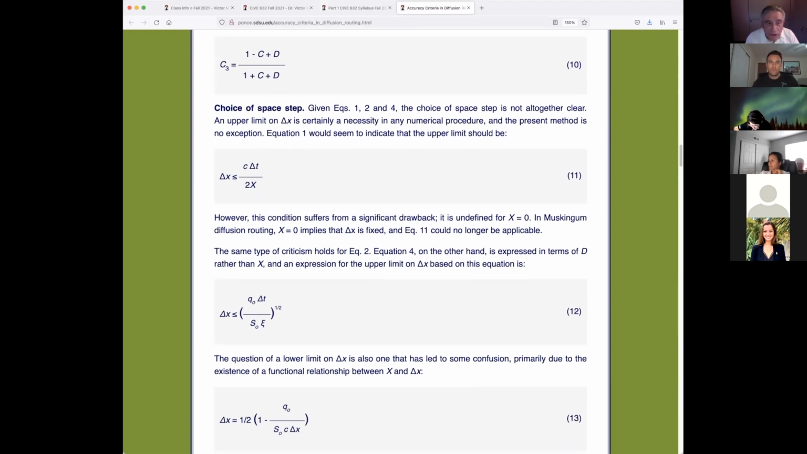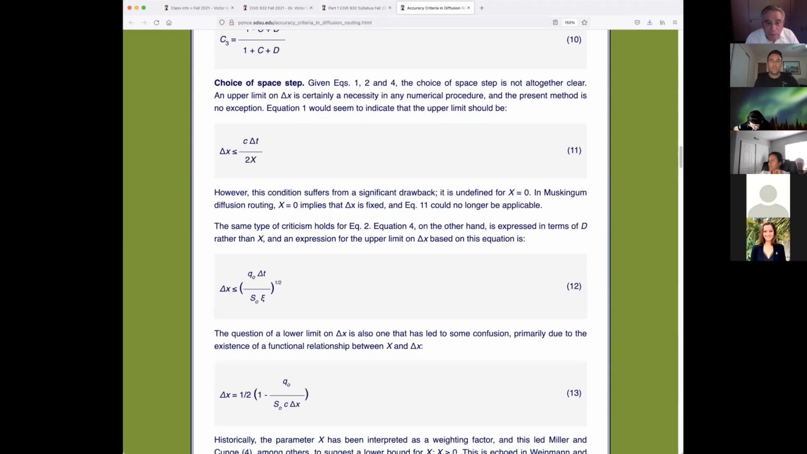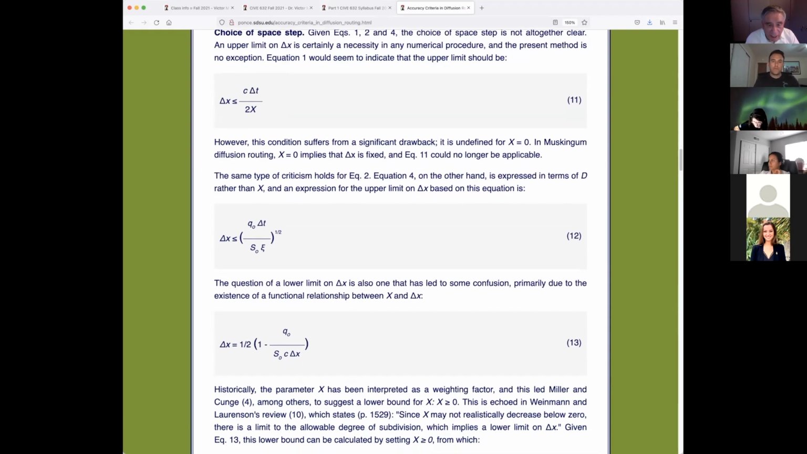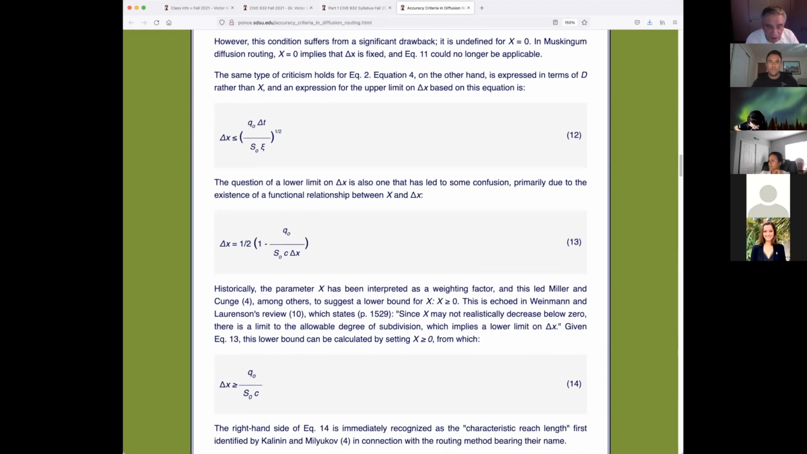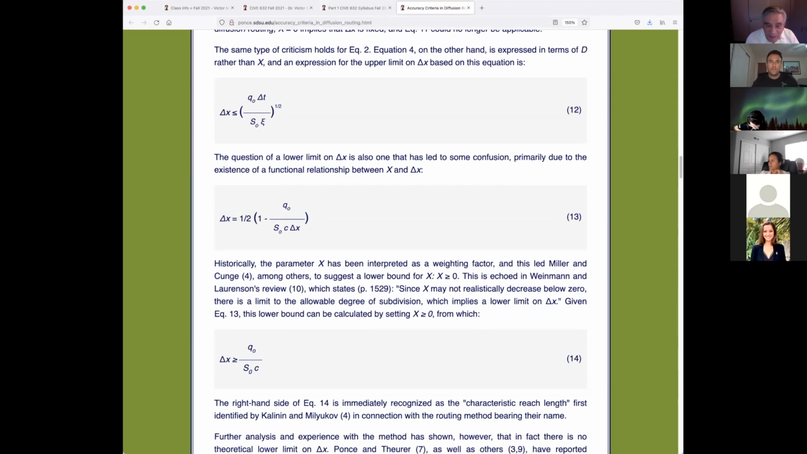Okay, so choice of space steps. Again, we have this stuff in here. Let me see who I'm quoting here. Miller and Cunge also said something about this. Historically, the parameter x has been interpreted as a weighting factor, and this led Miller and Cunge, among others, to suggest a lower bound for x. In other words, even Cunge said that x should be greater than 0.